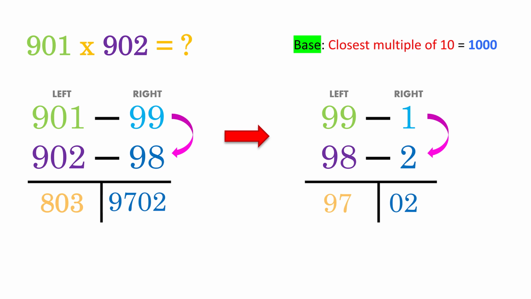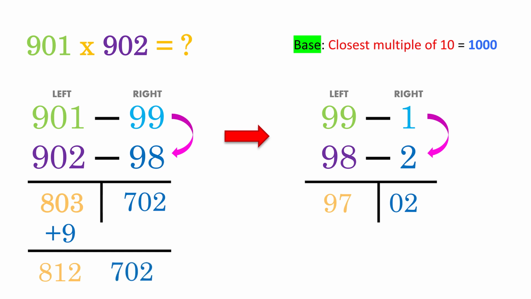Great. Well, now we have to remove the 9 in the right portion, because our base is 1000. So the max number we can have in there is a 3-digit number because we have 3 zeros. So we remove the 9, but we add it to 803. And so we get 812 and then 702. And you can just add a comma in between, and there you go. You have 812,702 as your answer. Awesome.